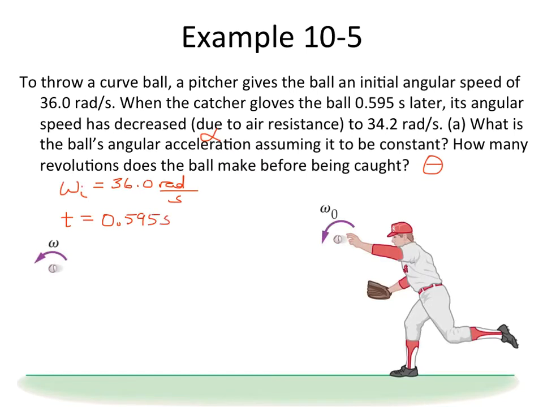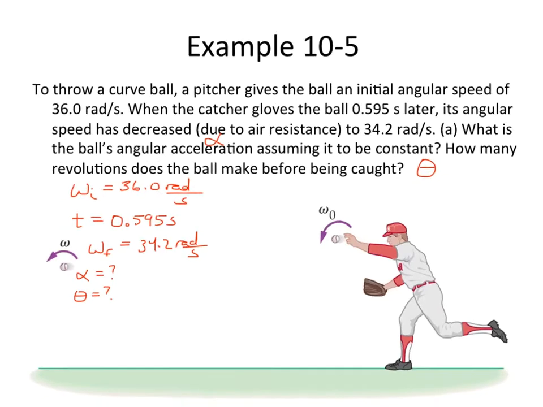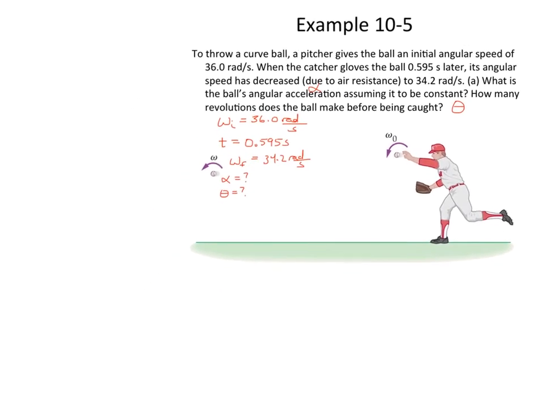Its angular speed is decreased. So it is our omega final, 34.2 radians per second. All right, so we want to solve for our alpha, our angular acceleration, and we want to solve for our theta. Now I'm afraid that I'm going to start running out of space if I don't do something about this. So I'm going to shrink this all down a little bit and give us a little bit more working room.